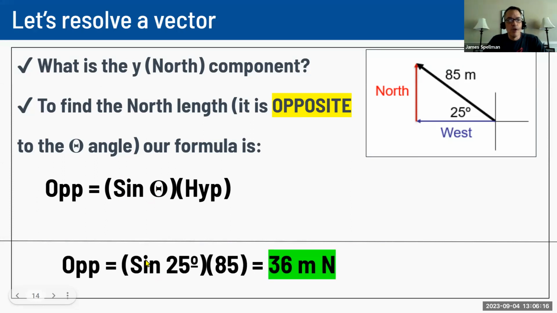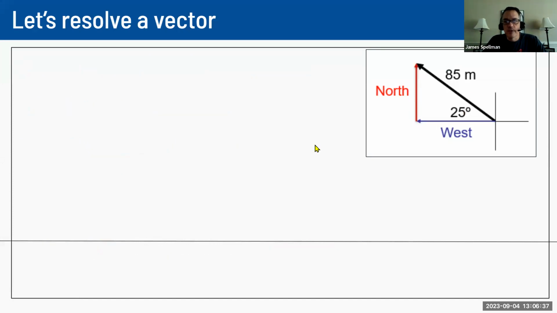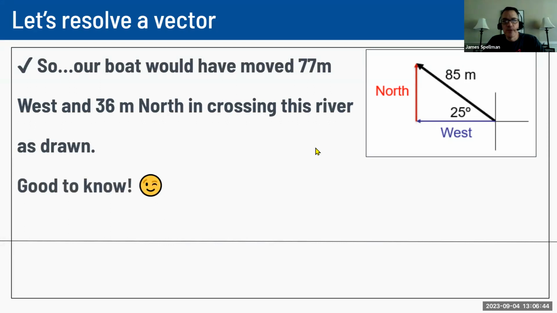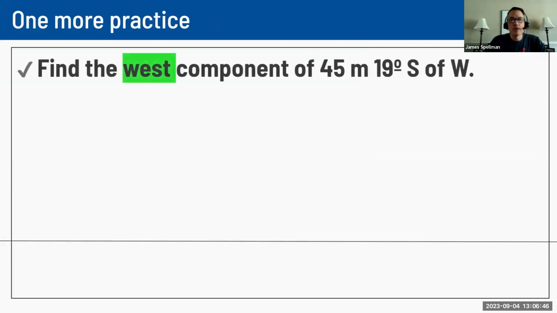So on the calculator, we would do the sine of 25 degrees, close up the parentheses, multiply that times 85. We get a different number because we're using sine instead of cosine. Since we're using sine, this tells us the opposite side. And that's going to tell us that I've moved 36 meters north. And that tells me my two sides of the triangle by knowing this one angle and the hypotenuse there. So our boat would have moved 77 meters west, 36 meters north.